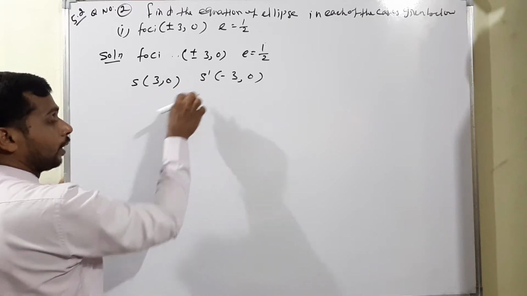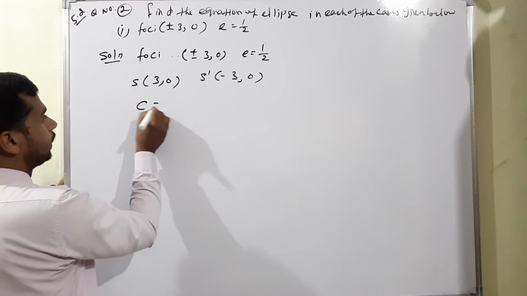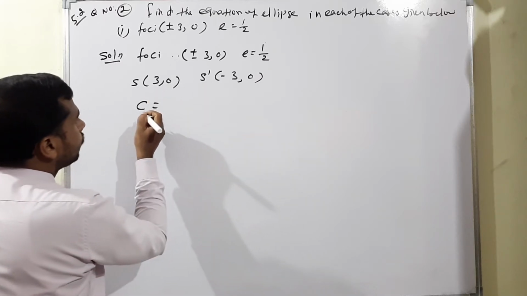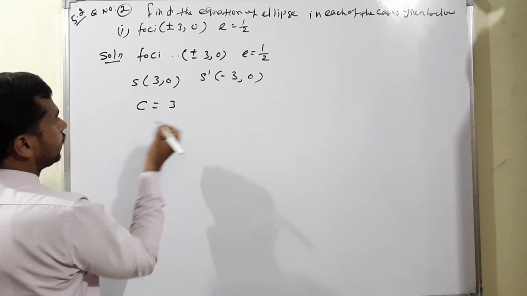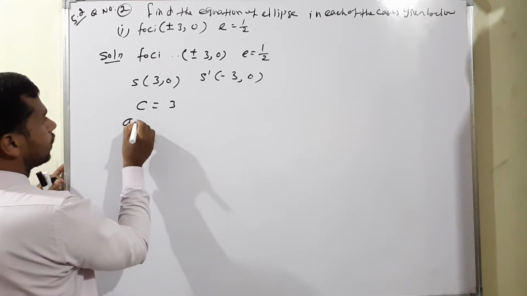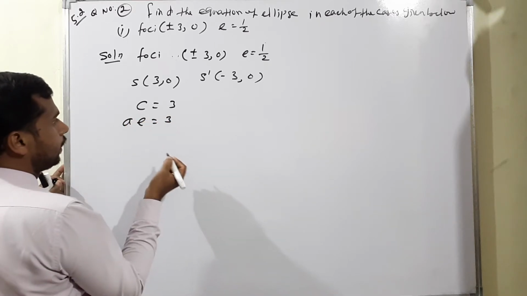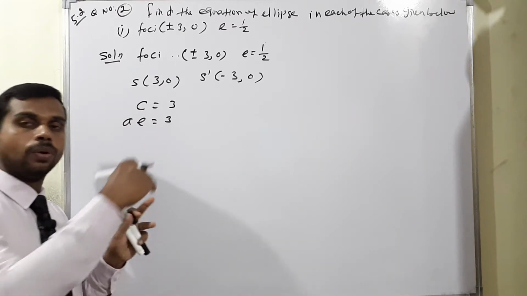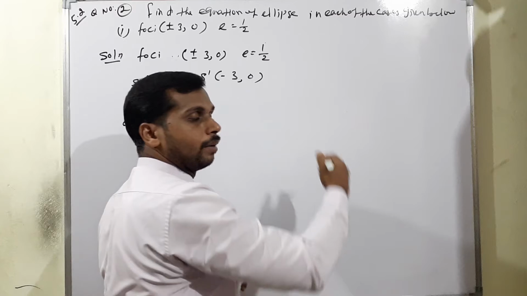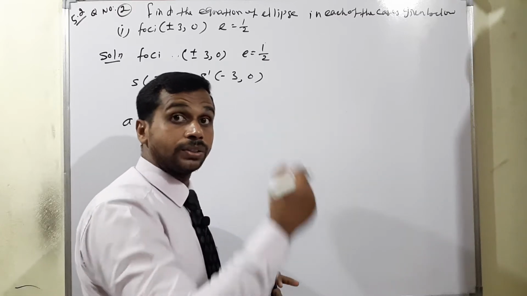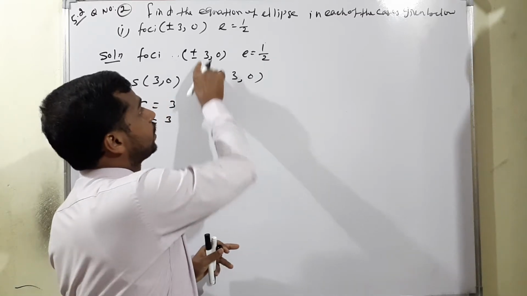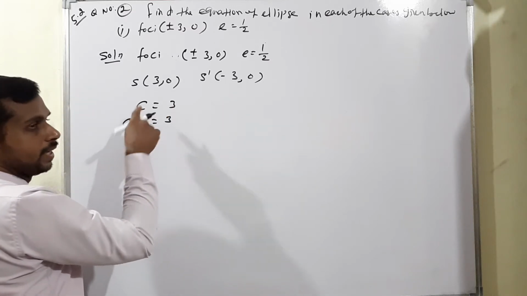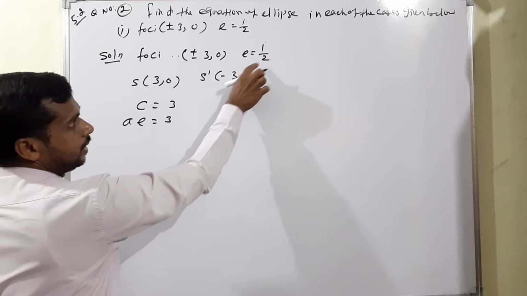Now for the foci we can consider another letter, that is C. C is equal to 3. So C is equal to 3, which we can consider as A. Actually, instead of C we can write A also, because if you draw the ellipse diagram, the foci on opposite sides are S at positive A comma 0 and S dash at negative A comma 0, that means C. C is equal to 3, so what is the meaning of C? It is AE.